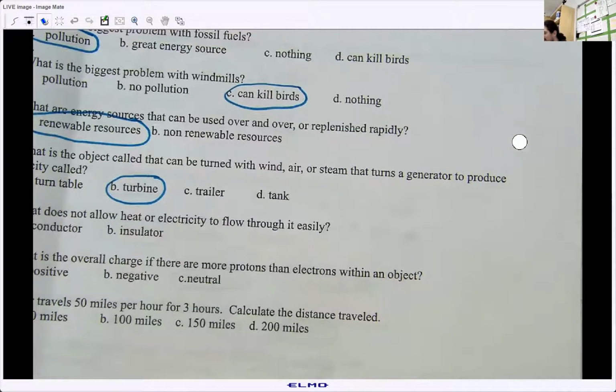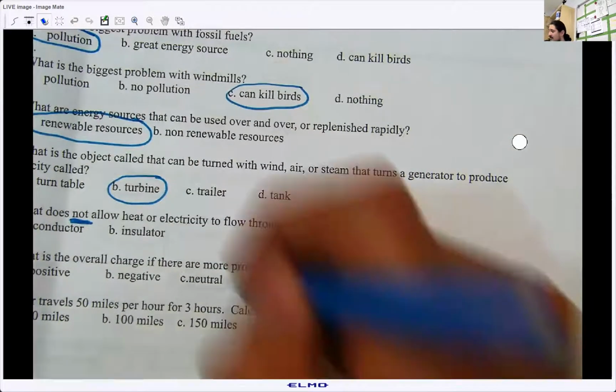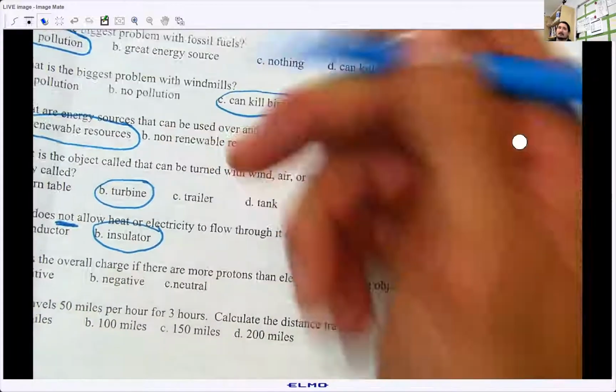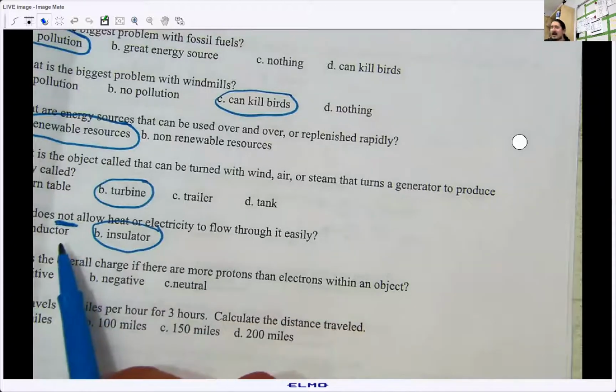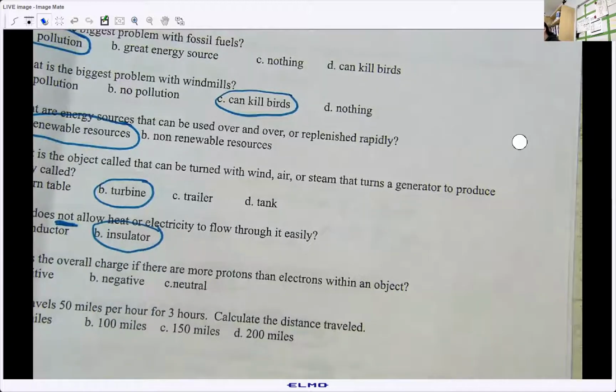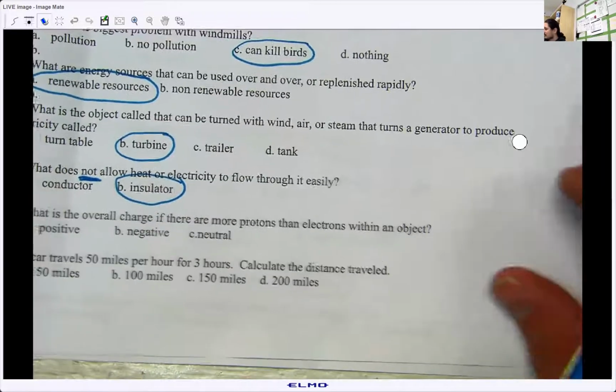What does not allow heat to flow through it easily? That's an insulator. When you wear a coat in the winter, the material is an insulator, right? Usually it has wool or feathers or has a lot of air because it insulates you. It keeps you warm because it does not allow heat to flow through it easily. It slows it down. That's why your coats and sweatshirts are not made out of metallic materials.